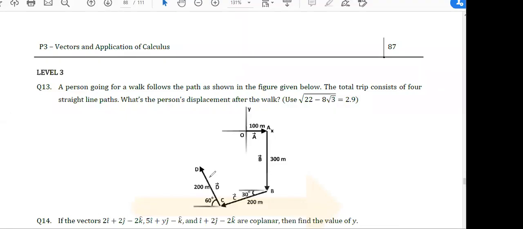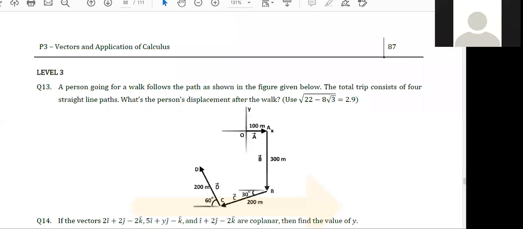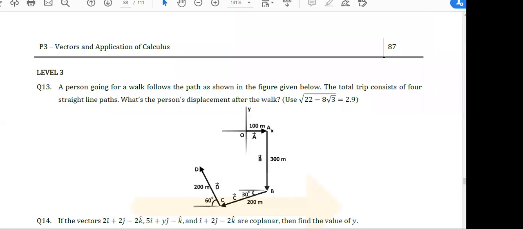Problem based on resolution of vector. We will have vectors for 2D as well as 3D. It's just the components, right? If we have two components, it's 2D. If we have all the three components, X, Y, as well as Z, then we will have a 3D vector.